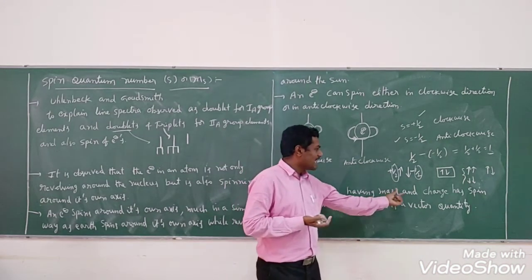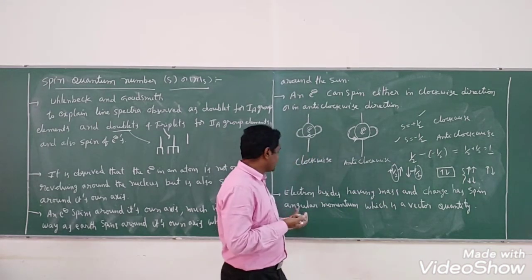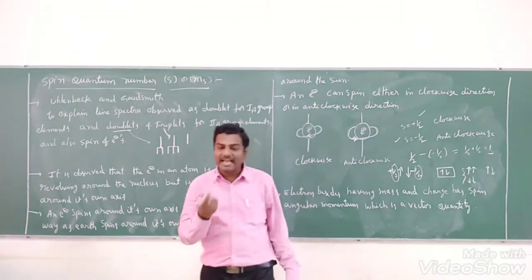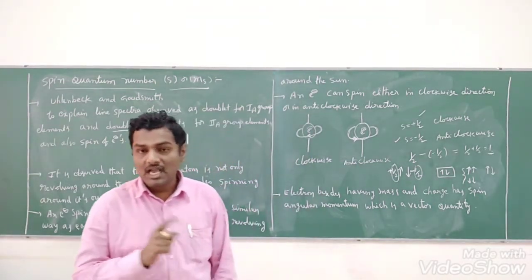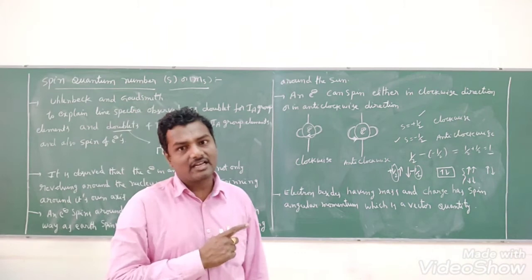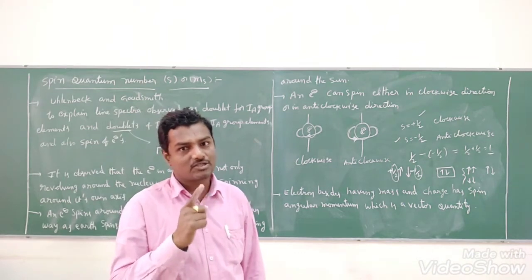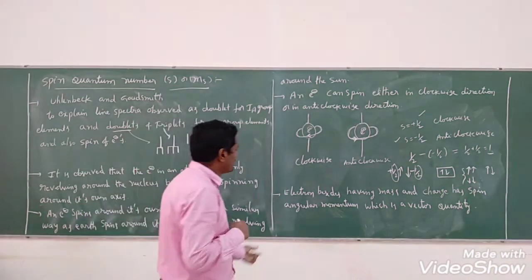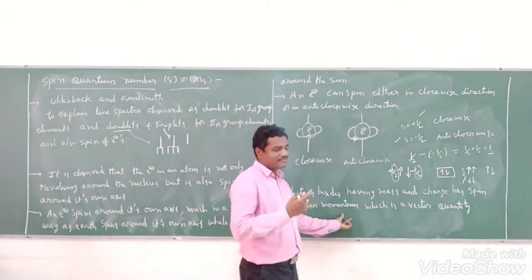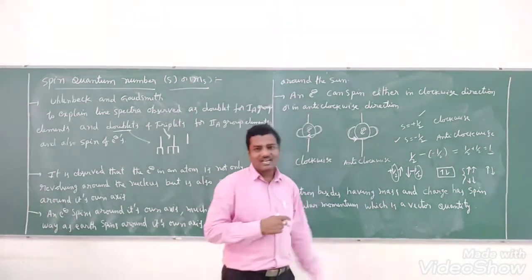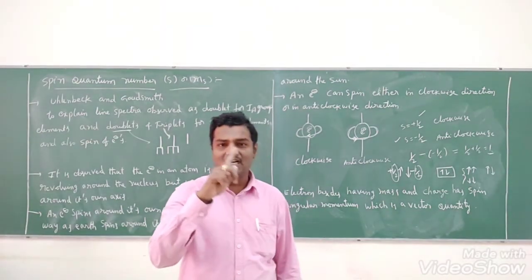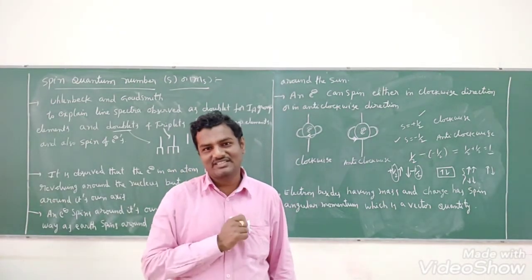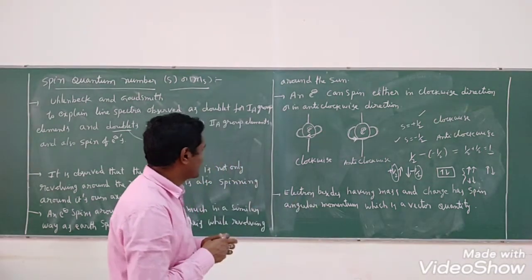Electron, besides having mass and charge, has spin angular momentum. Spin angular momentum, how do we calculate? We will see. Orbital angular momentum we have calculated, capital L equals square root of l into l plus 1 into h by 2 pi. In the similar manner, spin angular momentum also we can calculate, students. What is that formula? Also we will see that. It is a vector quantity, means it has both the magnitude and direction, students. So it is a vector quantity.